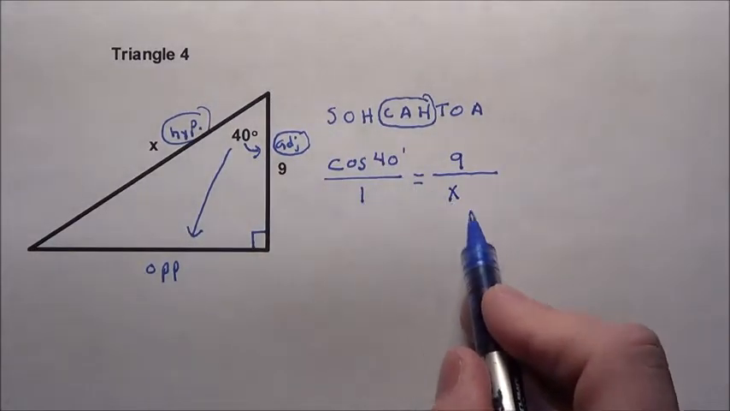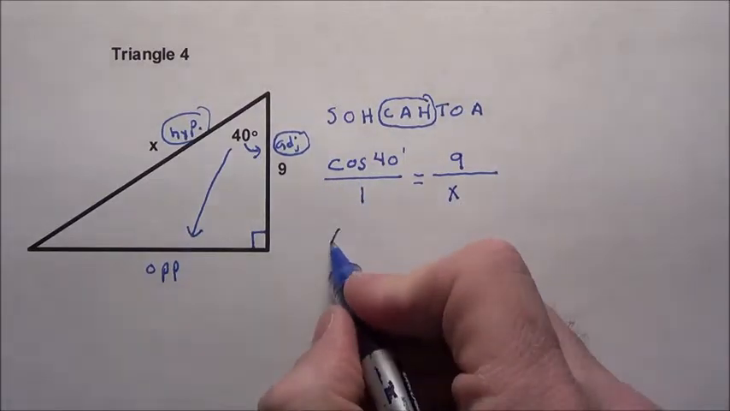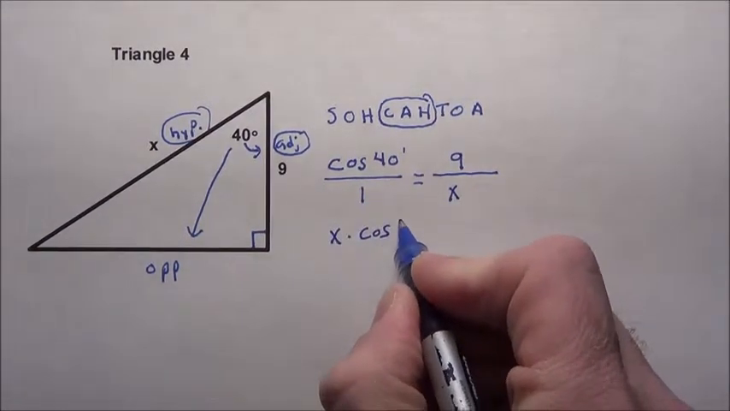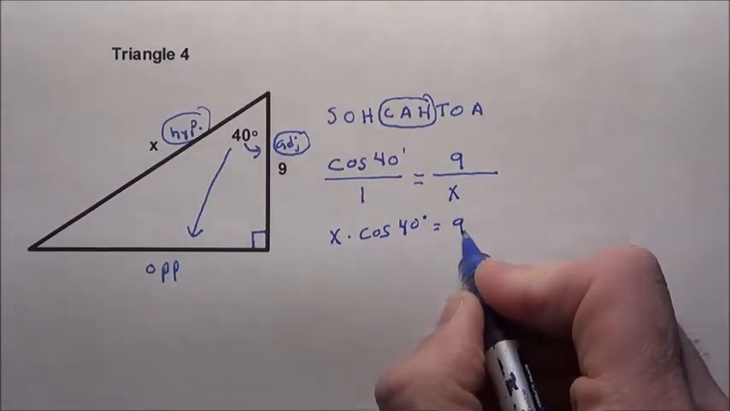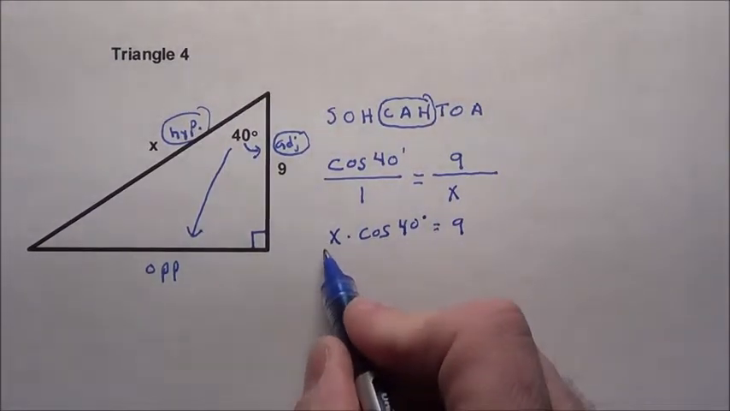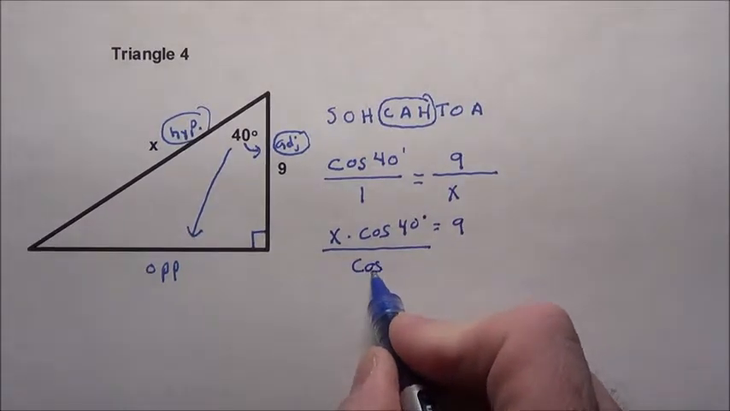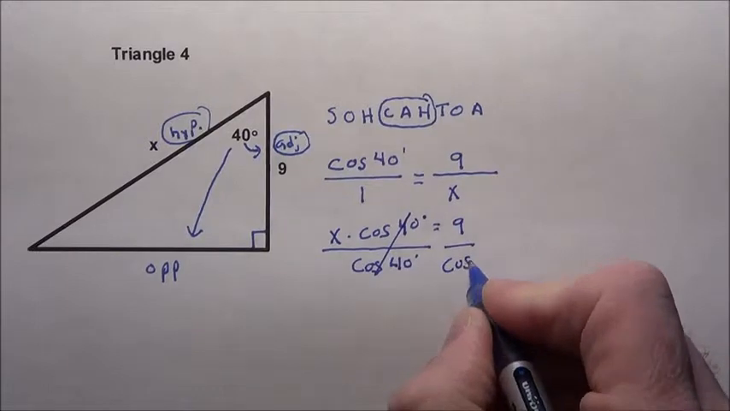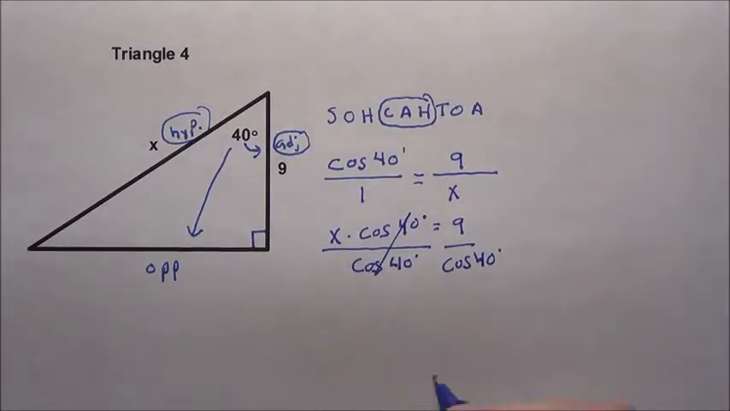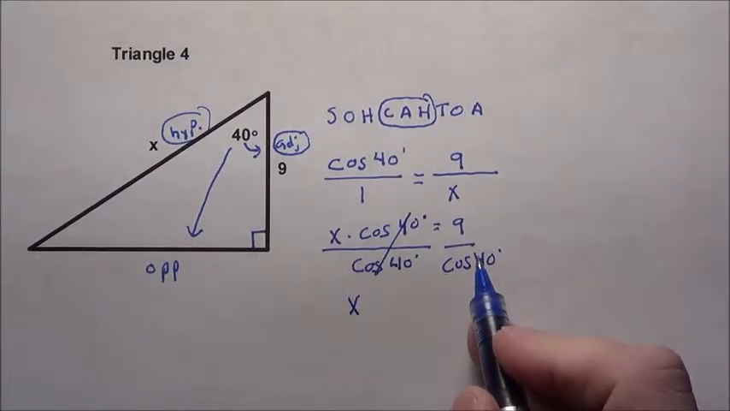So we now have this proportion. So we do the means extremes. X times whatever the cosine of 40 degrees is equals 9 times 1, which is 9. To get x, we're simply going to divide by the cosine of 40 because that's some measurement. Divide that side by cosine of 40. I've got to divide the 9 by cosine of 40. I will get x.